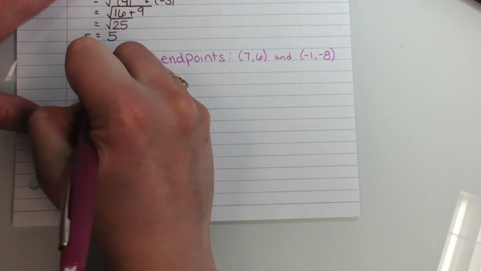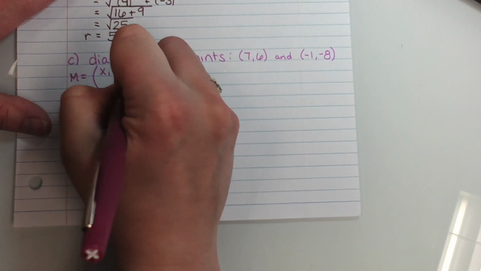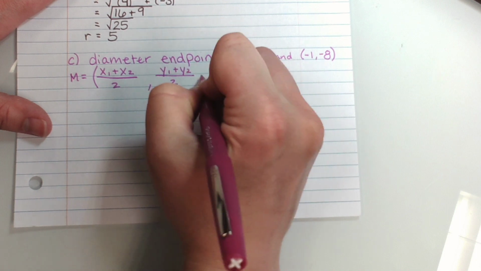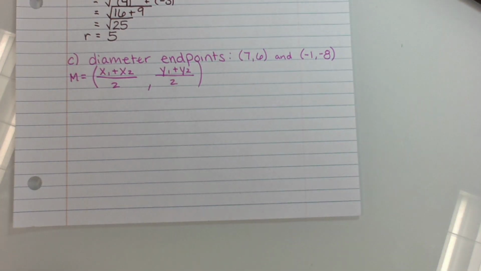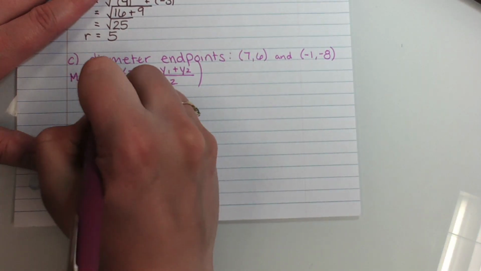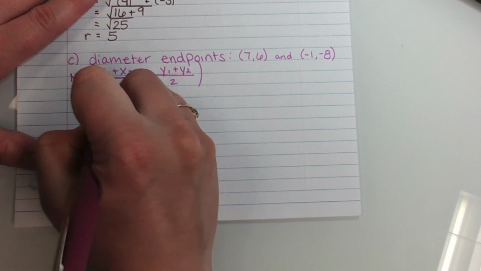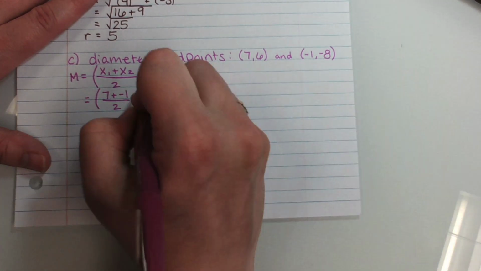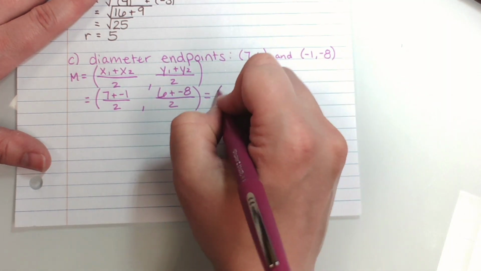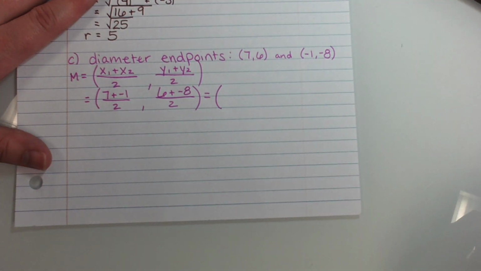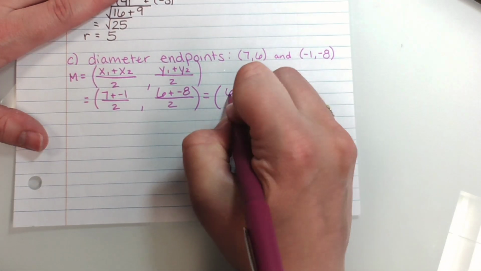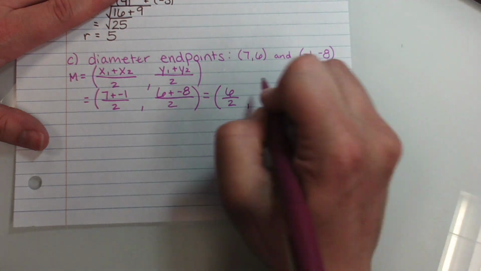Midpoint formula: x1 plus x2 over 2, y1 plus y2 over 2. Okay, so 7 plus negative 1 over 2, 6 plus negative 8 over 2. Remember, add your numerators before you go dividing. 7 plus a negative 1 is 6. 6 plus a negative 8 is negative 2.